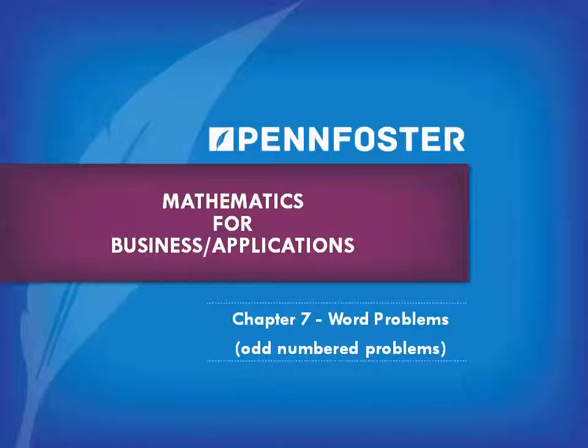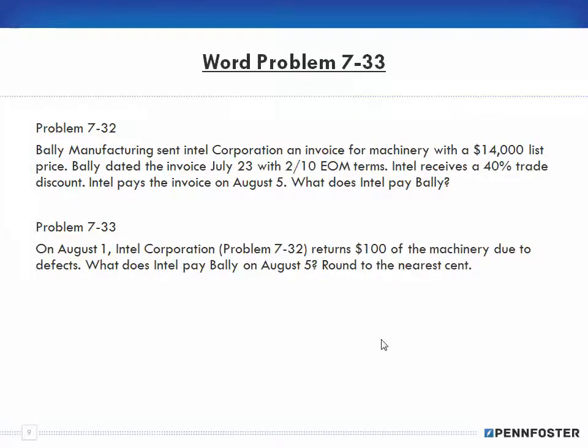We're working on the Chapter 7 word problems, the odd number problems, and we left off on 7-31. When I look at 7-33, it refers to problem 7-32, so I'm going to work 7-32 here also.